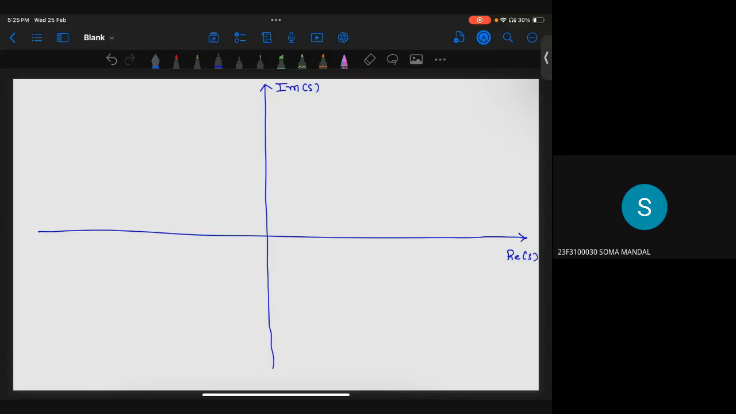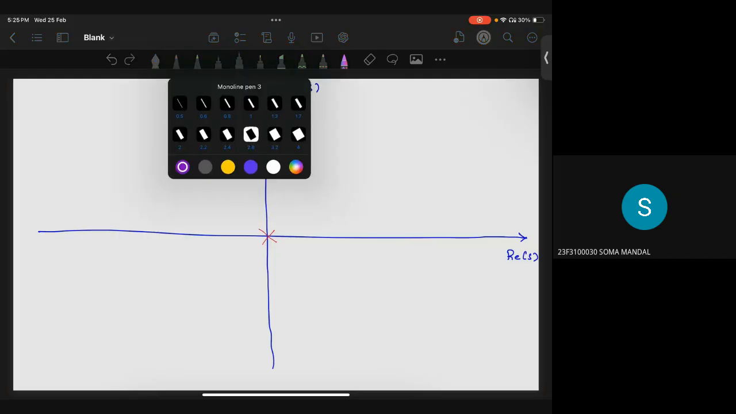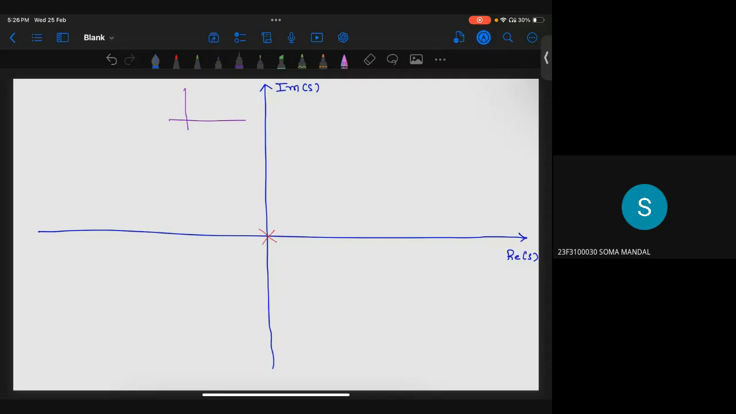Okay. So now tell me. Let's say we have a pole here. What is its time domain response? Can anyone tell me? Pole at 0: u(t), u(t). So the u(t) will be like this. Am I correct? So this one belongs to this. Correct? Yes or no? Yes.